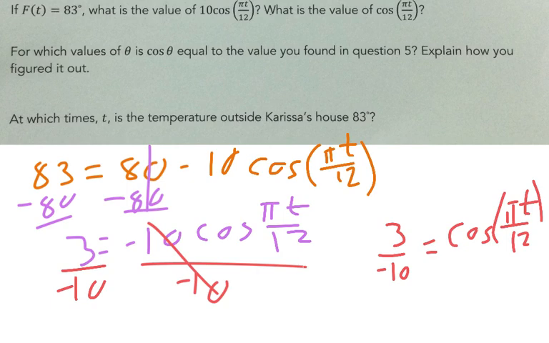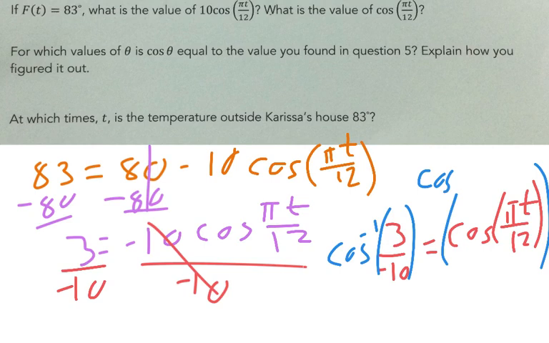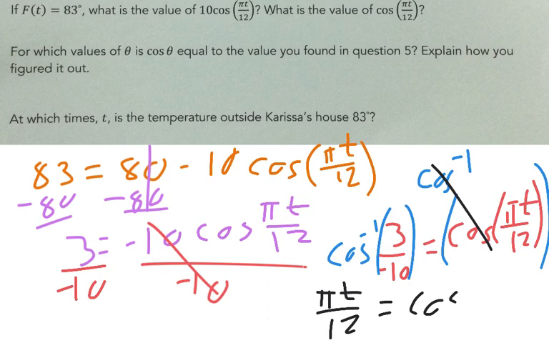So what I can do then, algebraically, is take an inverse cosine of both sides. The inverse cosine of cosine cancels. That's the whole point. And so I'm left with pi t over 12 equals the inverse cosine of negative 3 over 10.